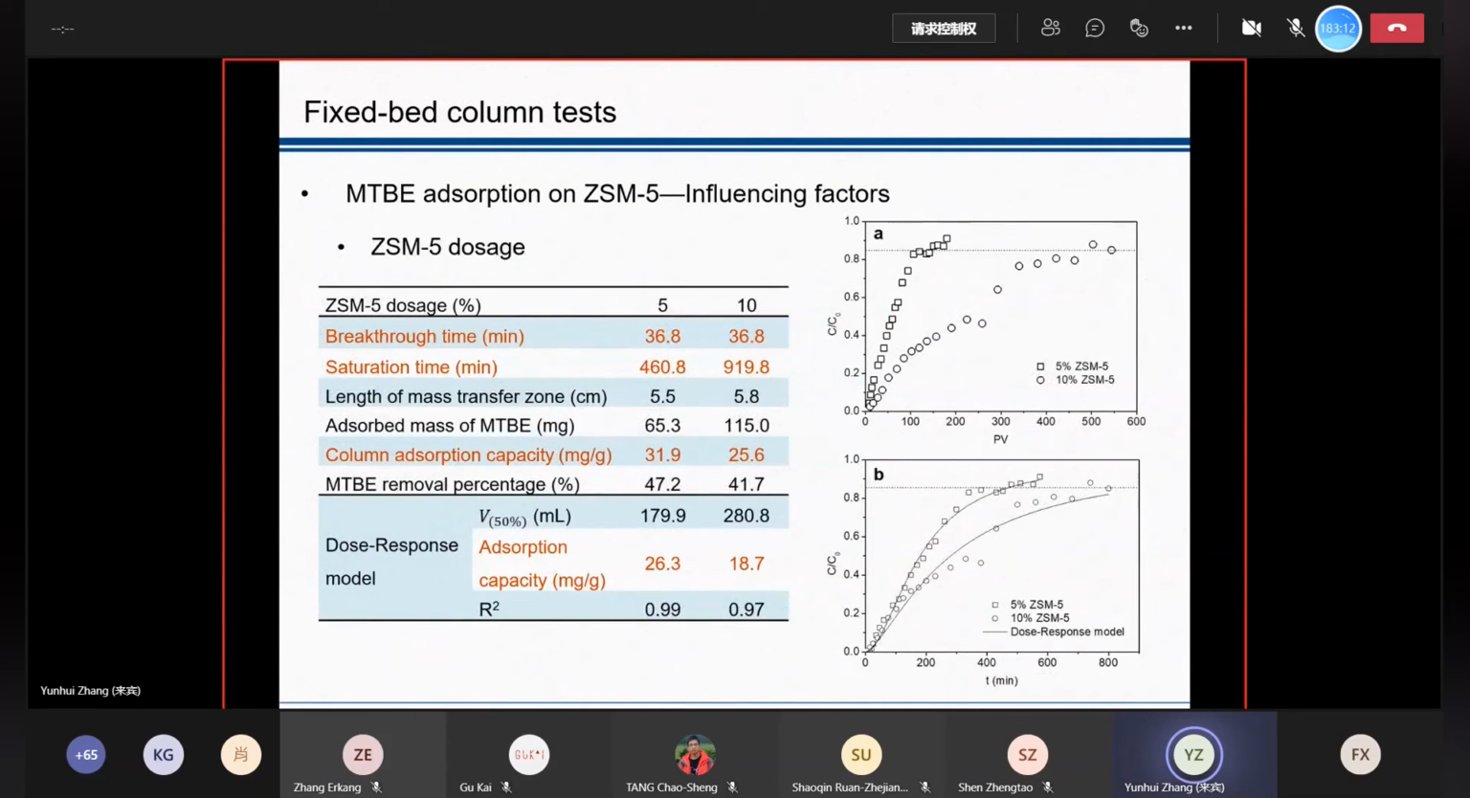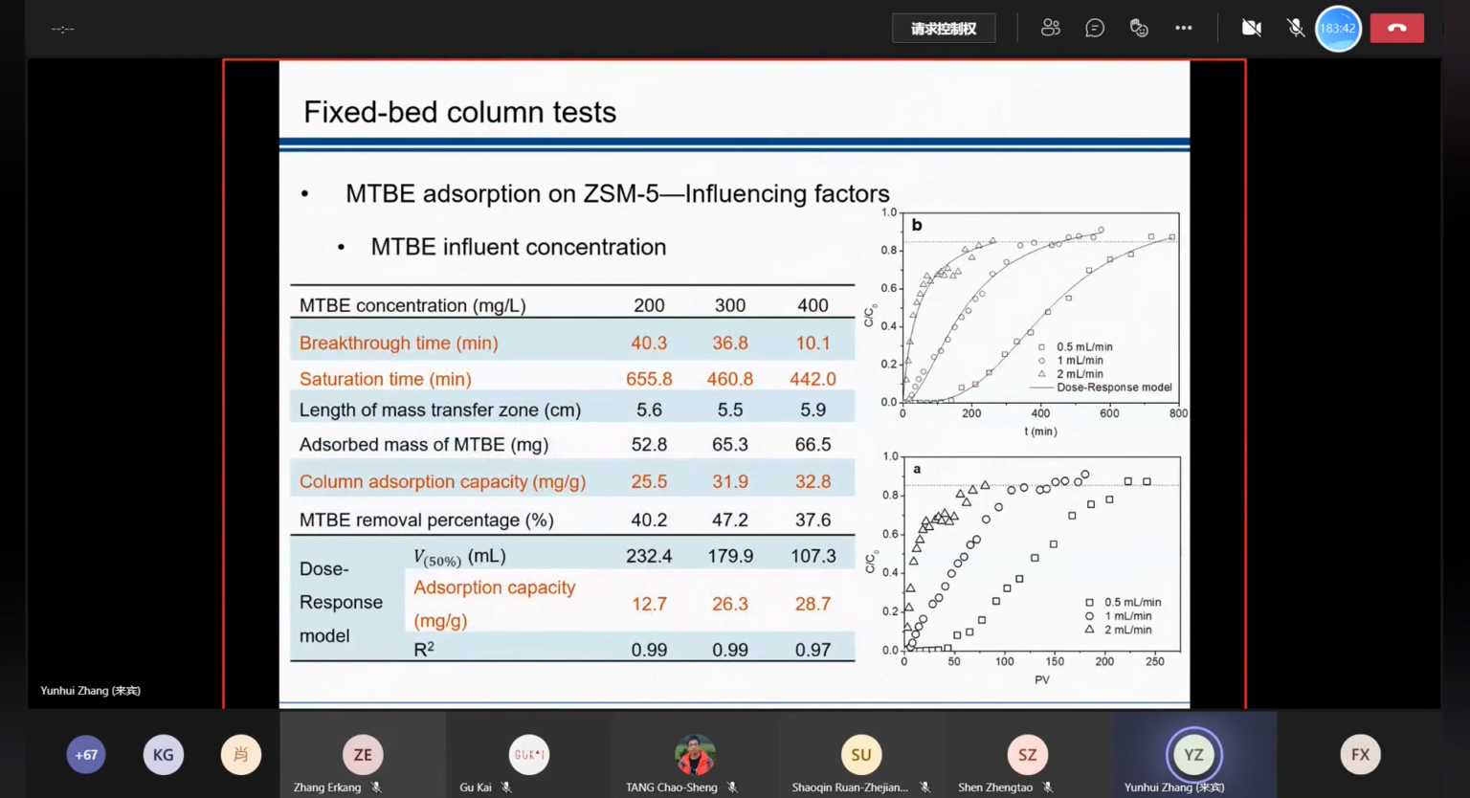For the ZSM5 dosage, with a higher ZSM5 dosage, the saturation time of the column with a higher ZSM5 percentage was significantly longer, and the breakthrough curve has a smaller gradient due to more available adsorption sites for MTBE removal in the column.